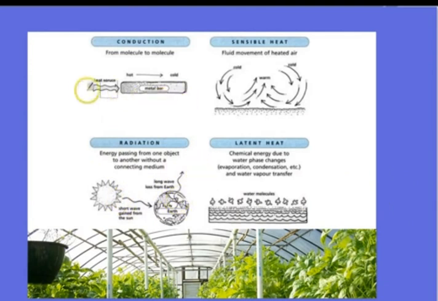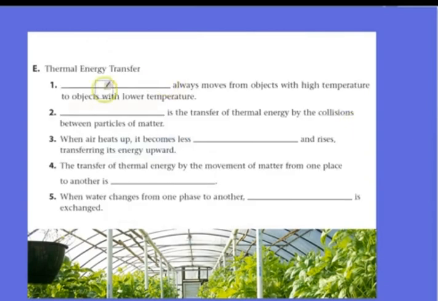The other one is conduction, where a heat source touches another molecule and heat is transferred. And the other one is the fluid movement of heated air. That's actually convection. Thermal energy always moves from objects with high temperature to lower. If you put a hot object in a refrigerator, it won't get cold as much as the refrigerator will actually get warmer, because the heat moves from higher to lower.